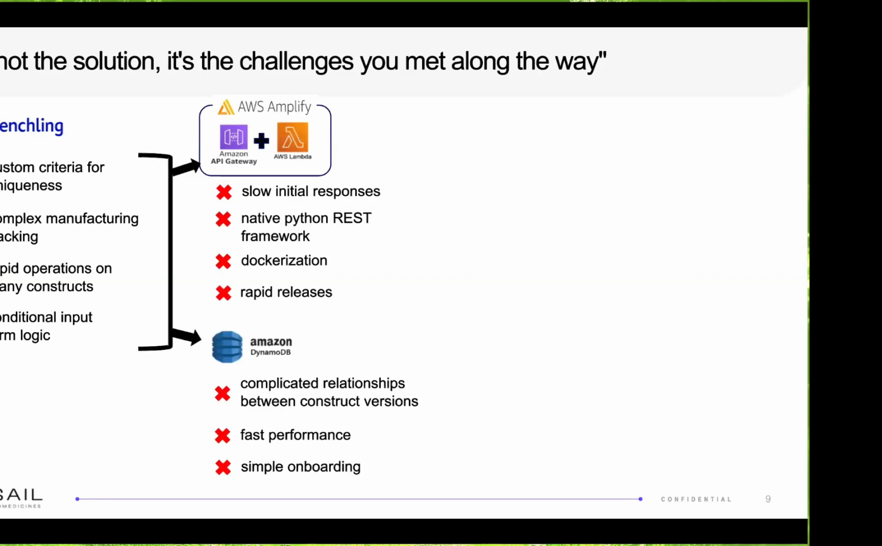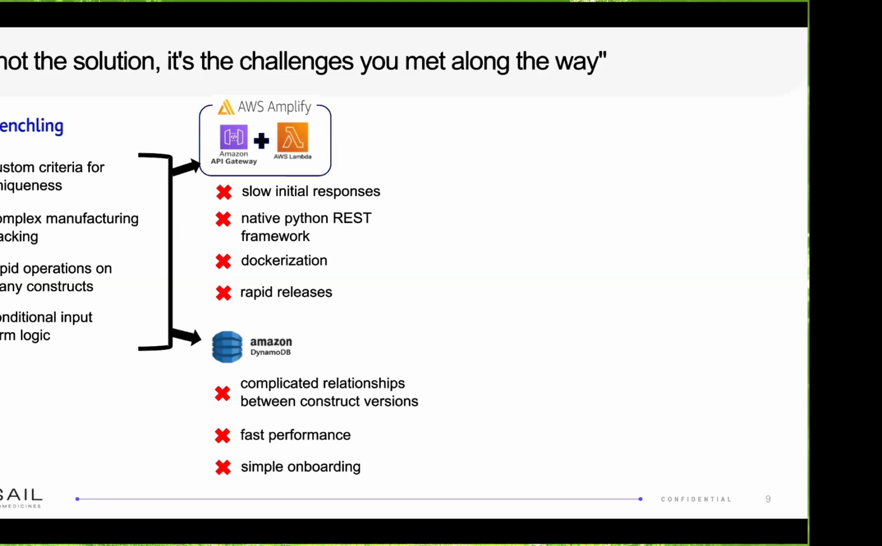So with all that in mind, our first approach was to use AWS Amplify, which works on the API Gateway and Lambda, and Amazon DynamoDB. This had some shortcomings. In particular, Lambdas can be a bit slow to respond initially, which can also become problematic if you make multiple requests. We wanted a native Python REST framework, which makes it easier to test. So we can just run the application locally or in a Docker or wherever, and we can test it live.